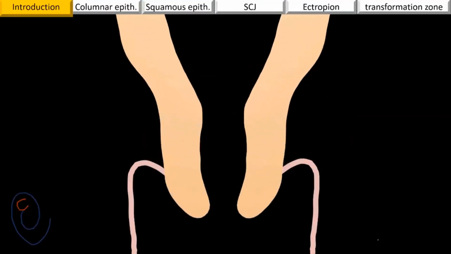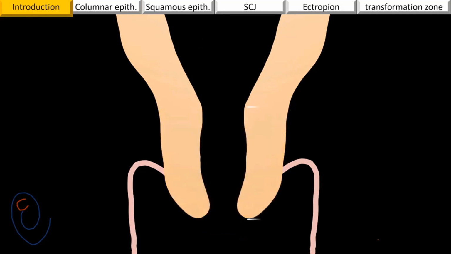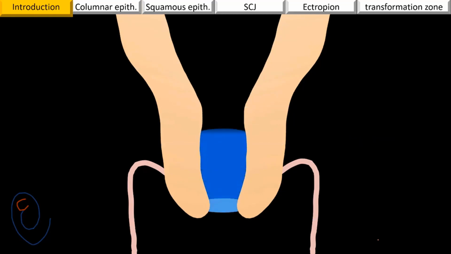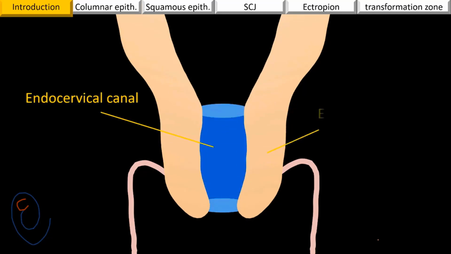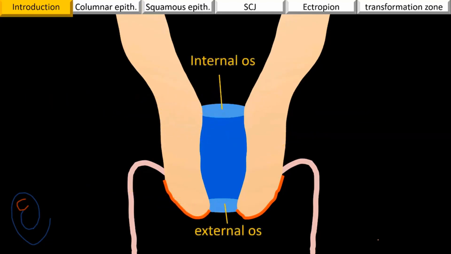The cervix is a fibromuscular organ that connects between the uterus and the vagina. It measures about 3 to 4 centimeters in length and about 2.5 centimeters in diameter. There is a canal inside the cervix called endocervical canal, and cervical tissue surrounding the endocervical canal is called endocervix. Ectocervix is the outer part of the cervix protruding inside the vaginal lumen. The opening between the cervix and uterus is called internal os, while external os is the opening between the cervix and the vagina.